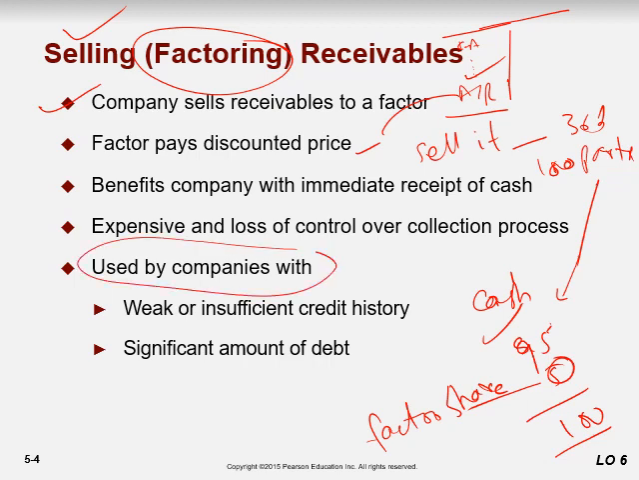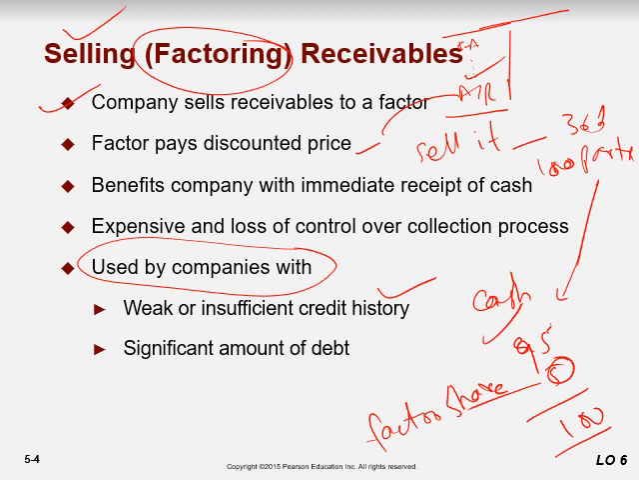Why do companies sell their accounts receivable? Number one, a company that has a weak or insufficient credit history or a significant amount of debt. If you buy raw materials too frequently on credit, and payment is overdue, and the suppliers demand money from you, one motive is that you factor your accounts receivable and receive cash, and pay off your duties, to pay cash to others, right?